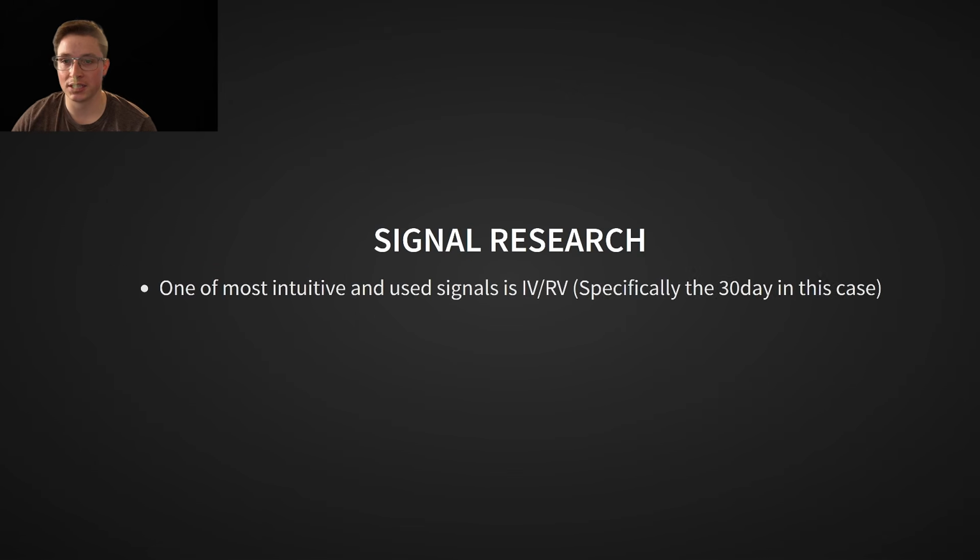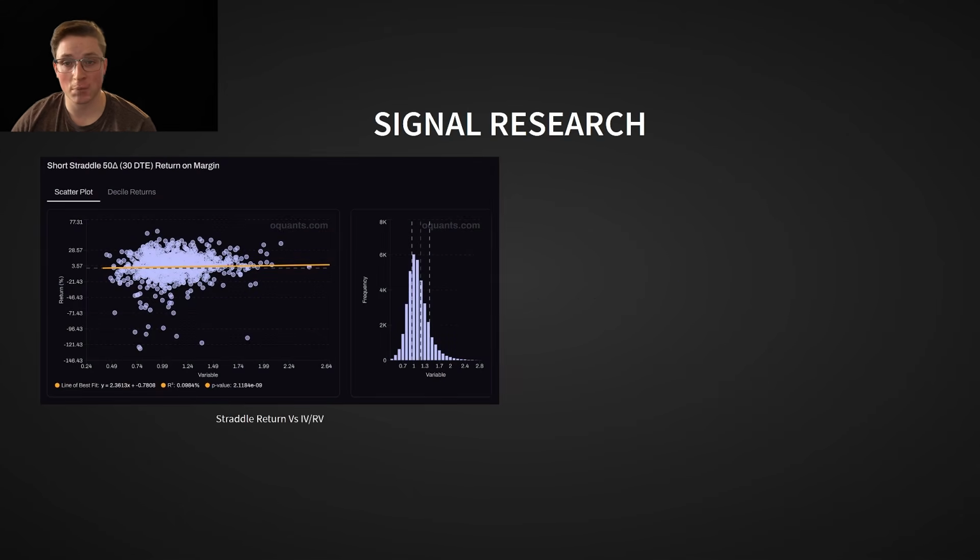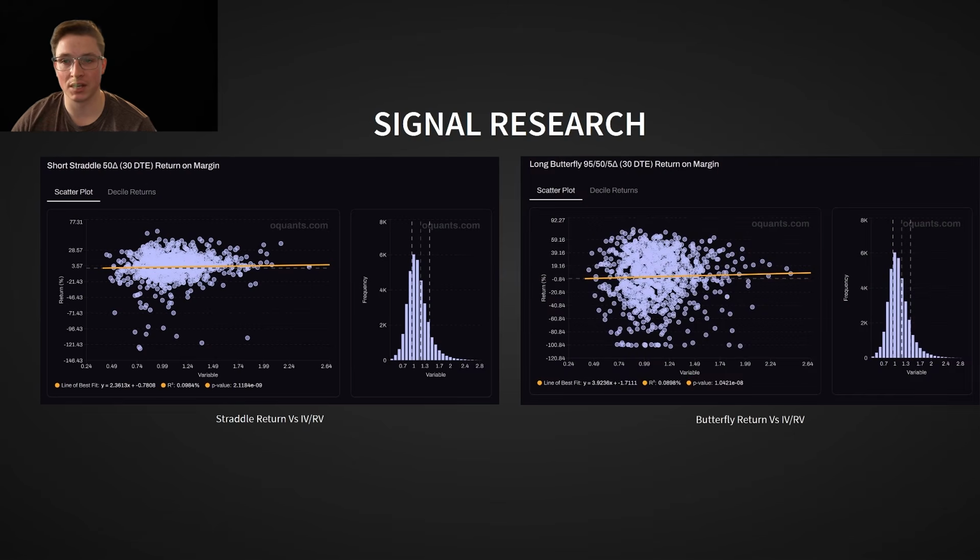One of the most intuitive signals is the ratio of implied to realized volatility, specifically the 30-day implied volatility divided by the past 30-day realized volatility. This ratio is a rough proxy for the VRP itself, and the data backs it up. There's a strong positive relationship between higher IV-RV ratios and future returns. The regression analysis shows that for every 1 unit increase in IV-RV, the expected straddle return rises by about 2.36%, and butterfly returns rise by nearly 4%.